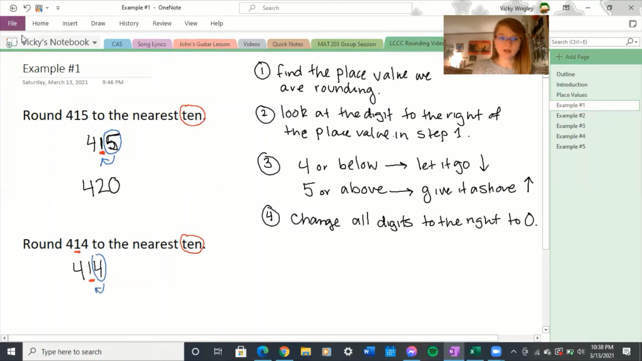4 below, let it go. So instead of rounding the underlined digit up to 2, he's going to stay the same. He's not going to go up. So he's going to stay at 1, and then step 4, change all digits to the right to 0. 410. So 415, we rounded to the nearest 10, it became 420. 414, rounded to the nearest 10, became 410. Let's try another one.